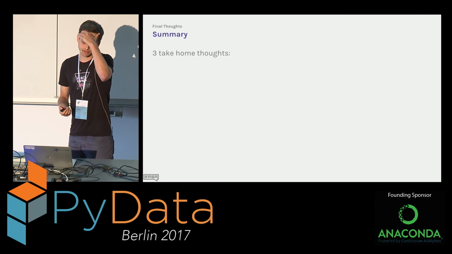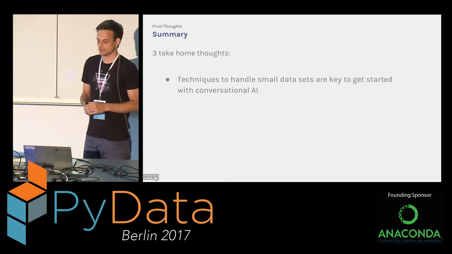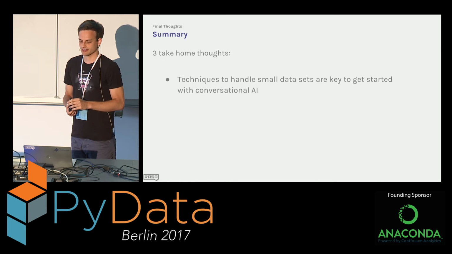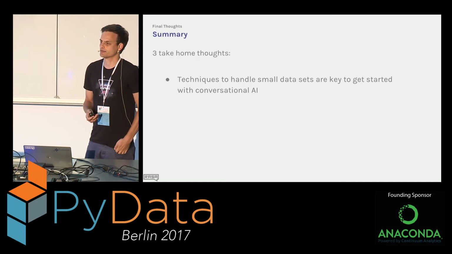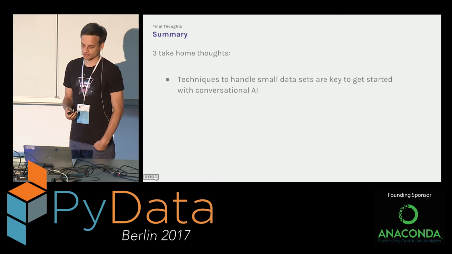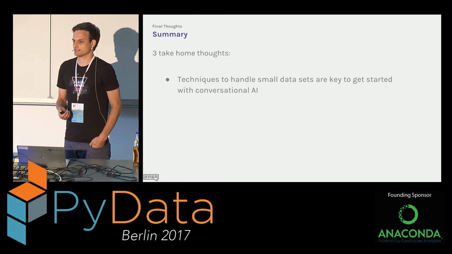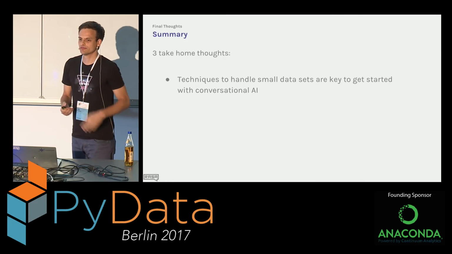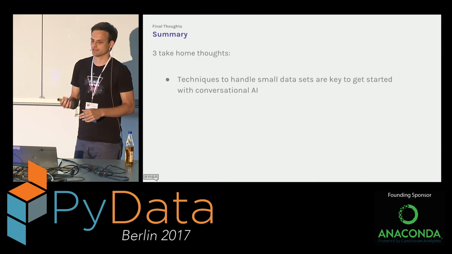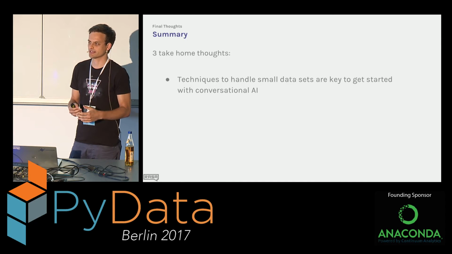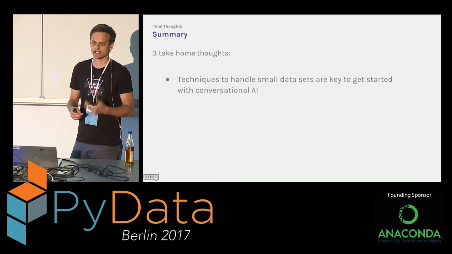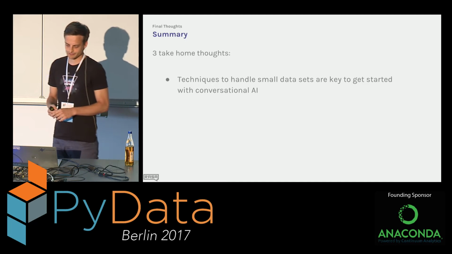Three thoughts to take home. There are a lot of techniques to handle small data sets, and really the key is to rely on pre-trained models, and that's what we try to do, and get started with conversational AI quickly. Then move on from simpler models, like using an SVM for intent classification, to more complex models, like taking word order into account, using LSTMs or other recurrent neural networks.